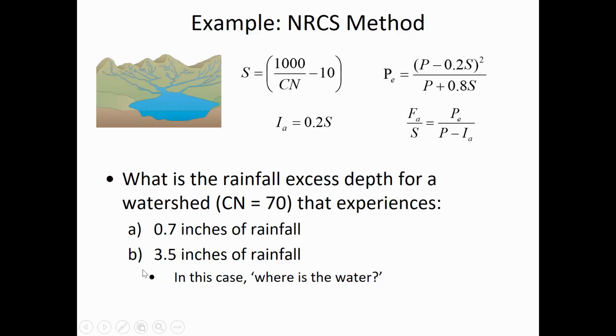Now, as a bullet point in part B, I'm asking where is the water? And what I mean is break up the water into the categories of how much of it is stored, how much of it is rainfall excess. Let me write those on the board. I can't write on the board because I don't have a marker. How much P sub E, how much F sub A, which is the retention, and then how much initial abstraction is there. So those are the three categories that I want to know for where is the water.